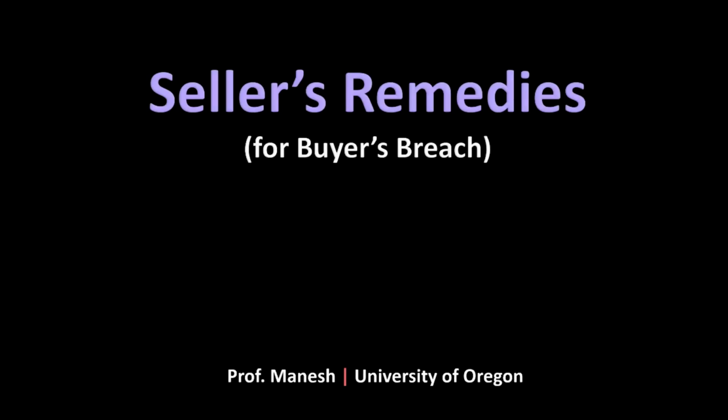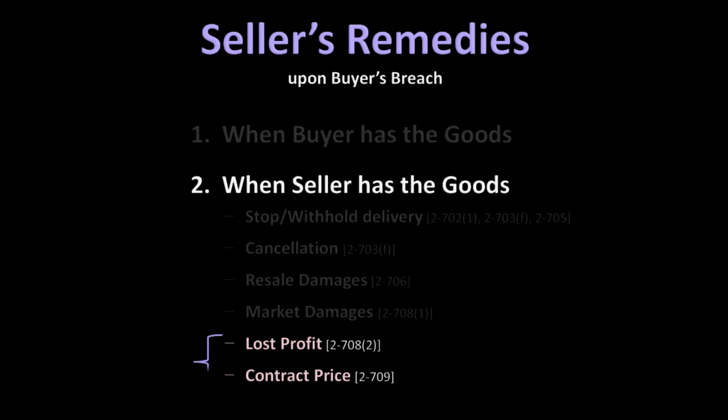In this video, we will complete our look at the seller's remedies, where the seller has the goods and the buyer has breached, by examining two less typical but conceptually more difficult measures of damages available to the seller: lost profit damages and the contract price. So let's start with the first of these, the seller's lost profit damages under Section 708, subsection 2.